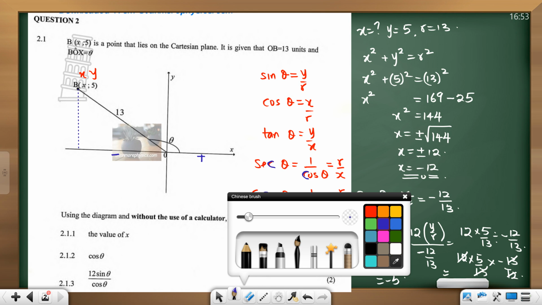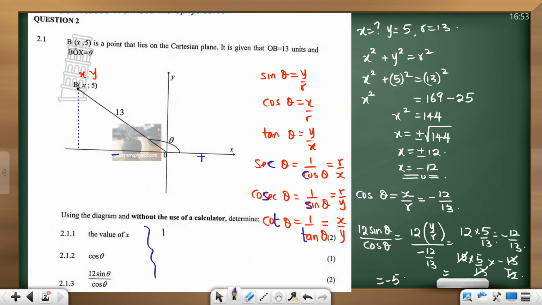Although, for those of you that were with me when I did this, I could have said 12 sine theta over cos theta, and sine theta over cos theta is the same as tan theta. So that could be 12 tan theta. You must know that. What is my tan? y over x. What is my y value? 5. What is my x value? Negative 12. Do you see it gives us negative 5, shorter.